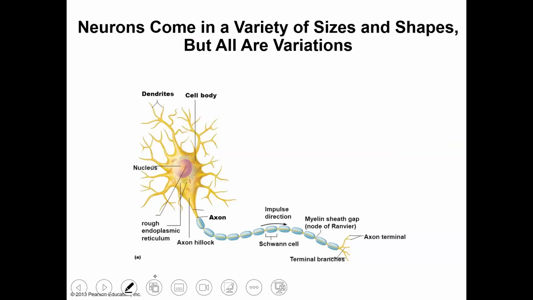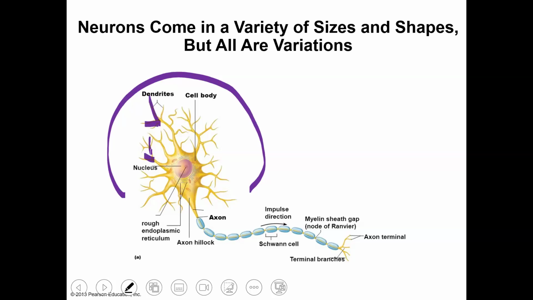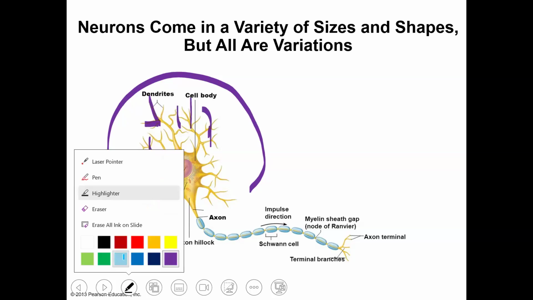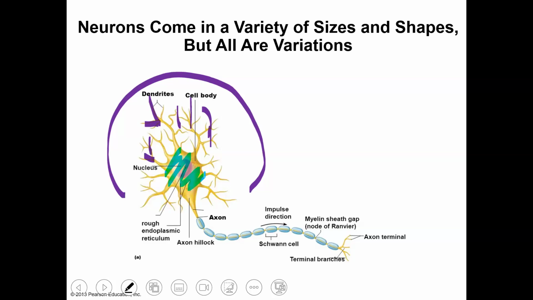Neurons come in a variety of sizes and shapes, but all are variations. So another picture here of that same neuron. We see the dendrites out here. We see the cell body in the middle. We see the axon hillock, which is this little funnel into the axon. And then the little end of that axon, we call that the axon terminal or axon terminal boutons.